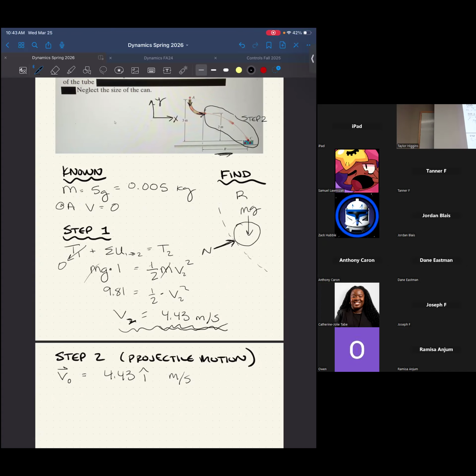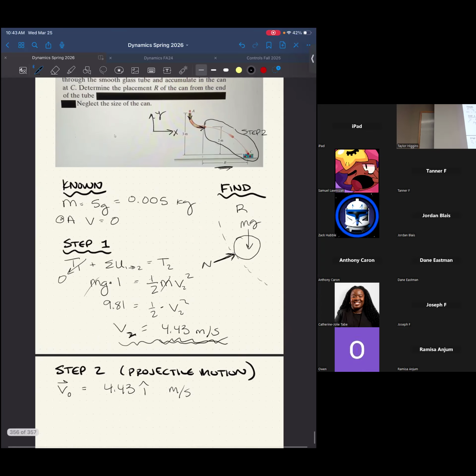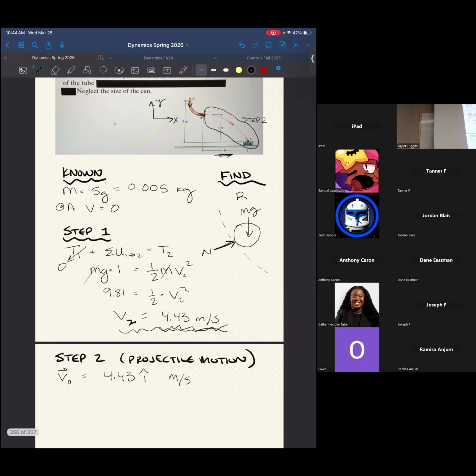So now we have everything we need to do the projectile motion part of the problem, which you should know how to do. So I'm going to step back and let you work on that. Try to solve for R.